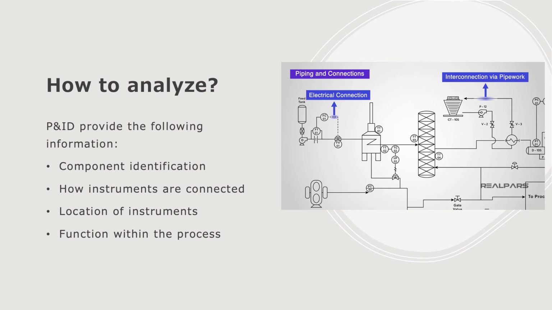Now, the part that we want to know: how to analyze a P&ID. Now that we know what a P&ID is and that its main functions are monitoring and troubleshooting, we can proceed to analyze one of these diagrams. First of all, we need to know that they provide the following information: the identification of components within the diagram, how the instrumentation and equipment are connected, their location in the process, and also their function in the operation. It would be very difficult to analyze a whole diagram with different equipment at once, so it is better to start with a single process and so on.